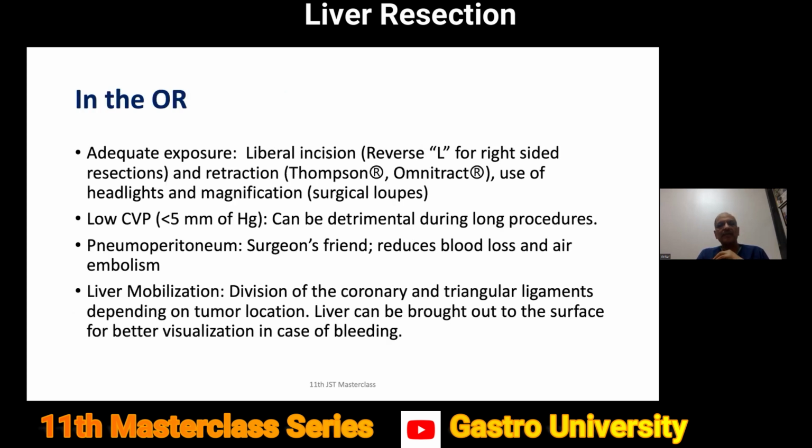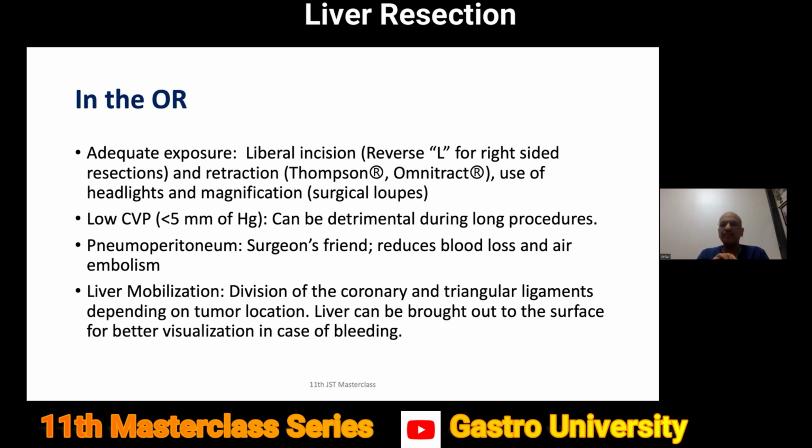So, steps in the OR, as I said: adequate exposure. When you are doing it open, give a liberal incision. No point in doing it through a very small incision; in that case, it's better to adopt a minimally invasive approach. And you should have good retraction. The retractors that we use are the Thompson and the Omnitrack, but there are many brands and types available. Whichever suits you, use that, but get a good exposure so that in case you have bleeding, you can just bring out the liver, pack or pump press. So it's very helpful.